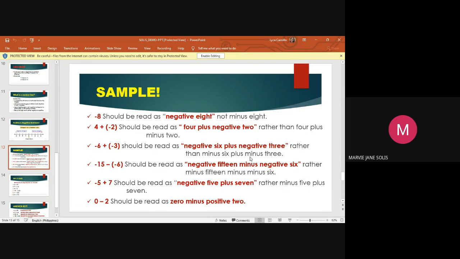So it is different, no? And negative 15 minus negative 6. You cannot read it as minus 15 minus 6. So it is very different, no? Next one is negative 5 plus 7, not minus 5 plus 7. 0 minus positive 2. So that is how you read it. Minus is not interchangeable, because we call them negative numbers and positive numbers.